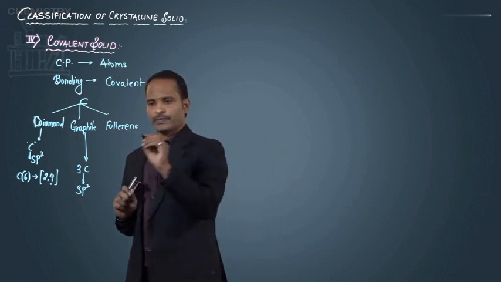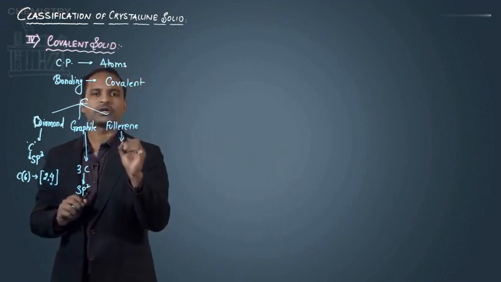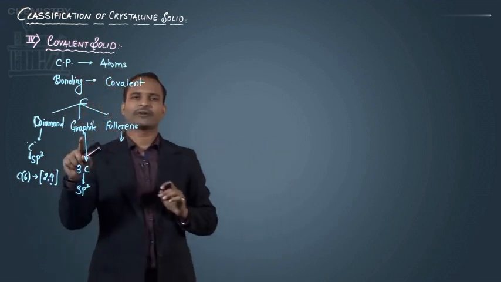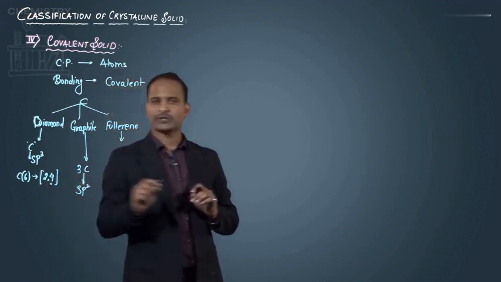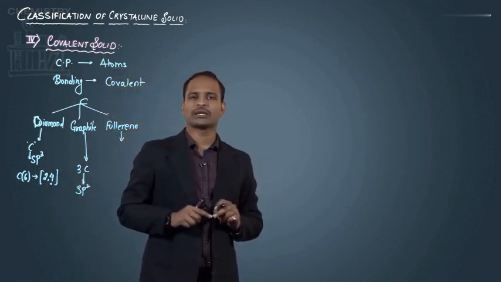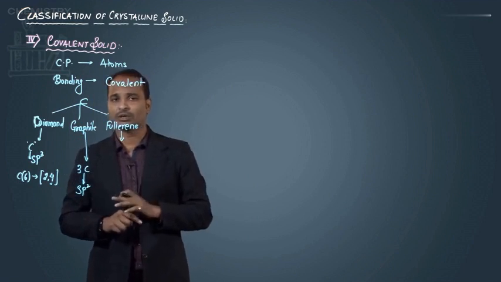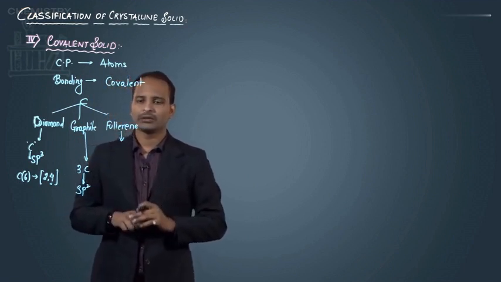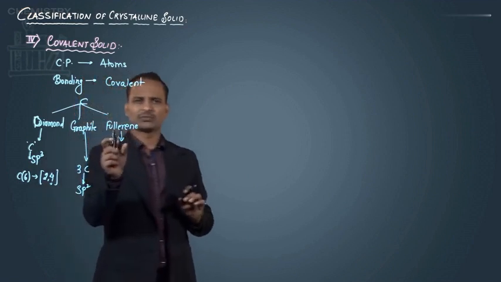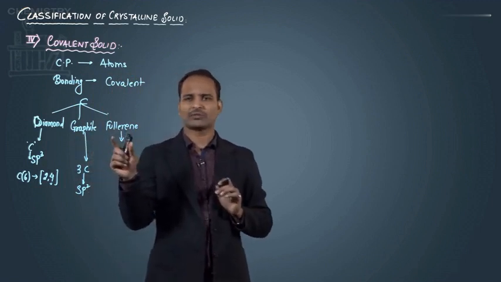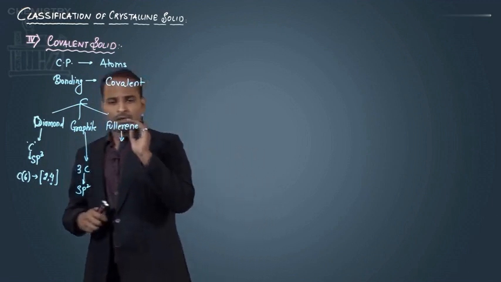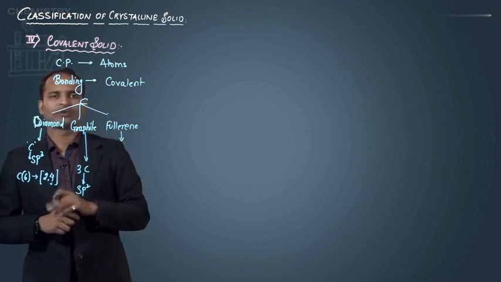The third polymorphic form is fullerene. In the case of graphite, I said that carbon atoms undergo sp2 hybridization and they combine together by covalent bonds and form a hexagonal ring. But fullerene is considered the most unstable form of carbon.